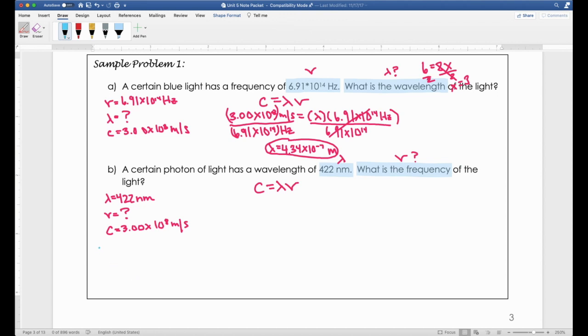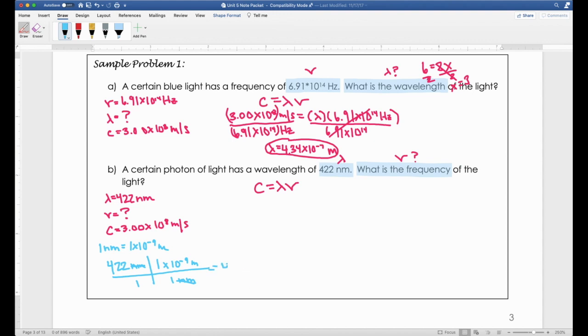And if you look on your conversion paper, the one that I gave you in the very beginning of the year, 1 nanometer is equal to 1 times 10 to the negative 9th meters. So that is just that we know. You can look that up anywhere. So let's just convert nanometers to meters quick. So 422 nanometers, 1 nanometer, again, those units have to cancel, is equal to 1 times 10 to the negative 9th meters.